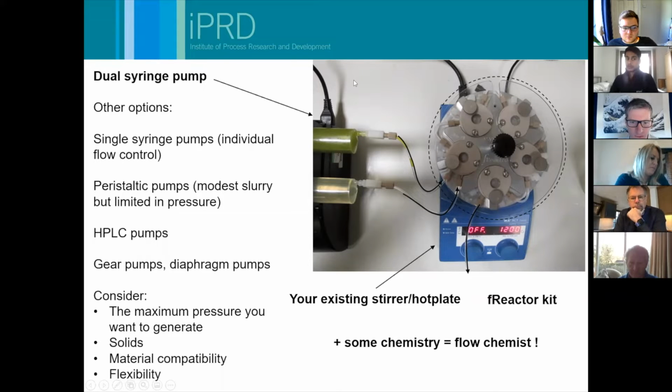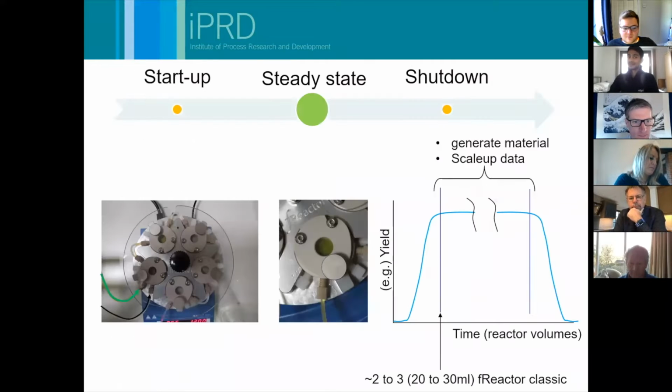And really that's it. So you take your pump, you take your stir hot plate, and many of us have stir hot plates in our labs already, and you add on a fReactor kit. And with a bit of chemistry, you become a flow chemist. It's nothing more complicated than that. And I think sometimes we build these things up in our minds, and actually it's really easy technology to access.